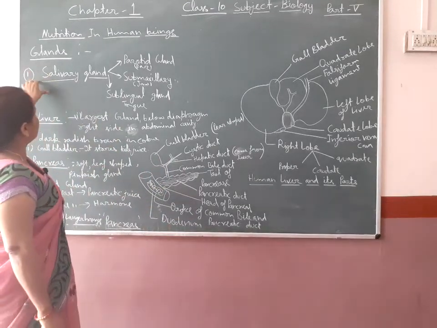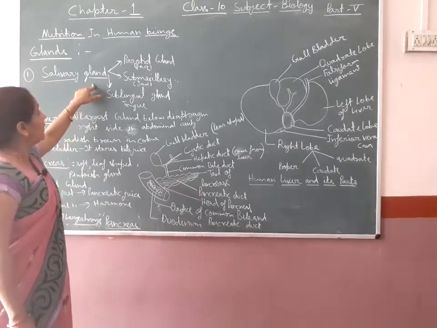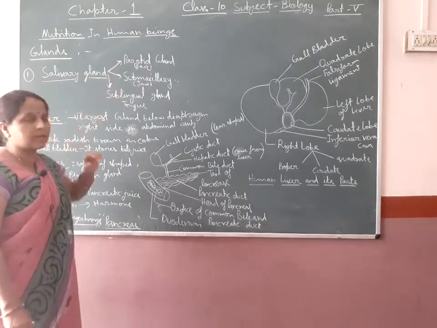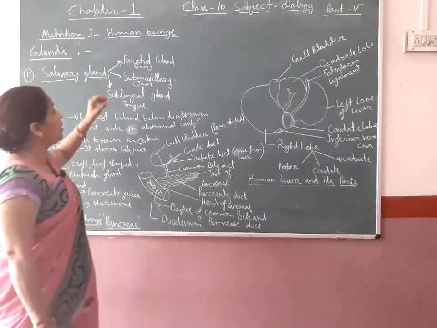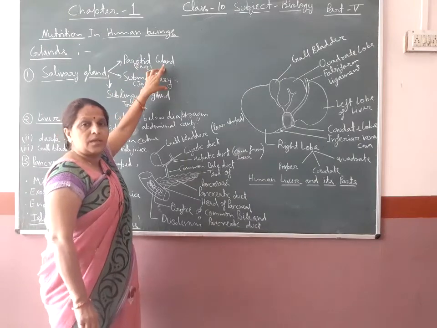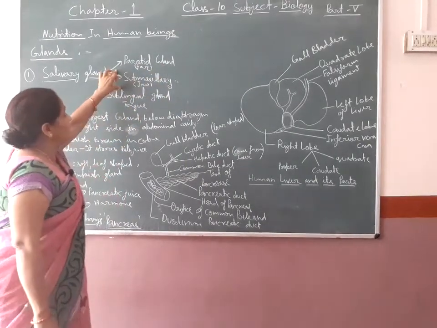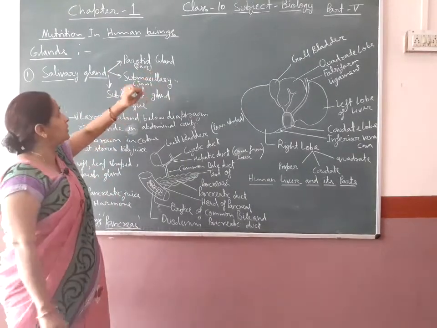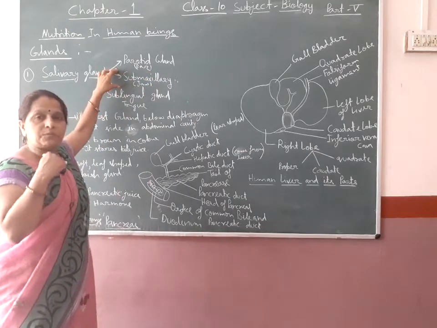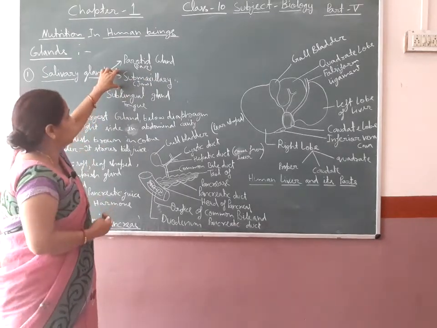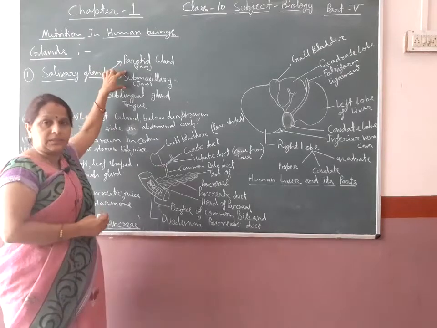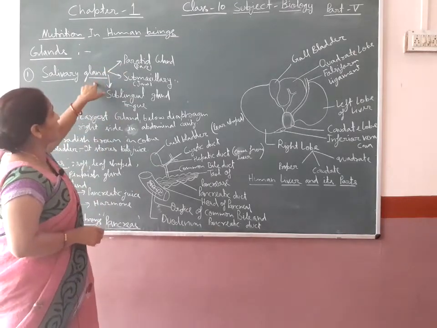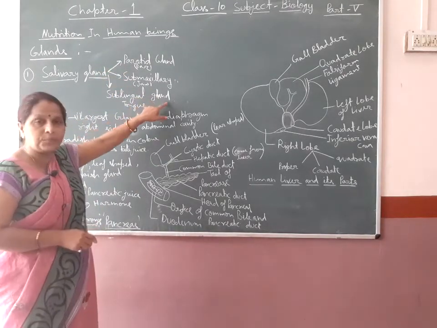So, firstly you see the salivary gland. Three pairs of salivary glands are found in the buccal cavity. In previous classes we have studied that after the mouth, the buccal cavity is present. So, in the buccal cavity three pairs of salivary glands are found in human beings.